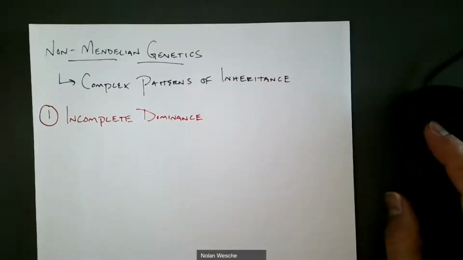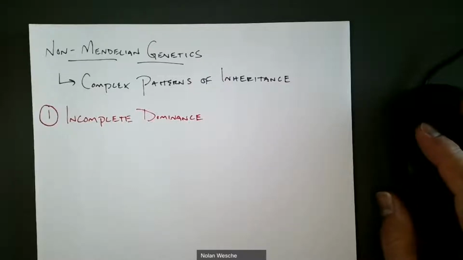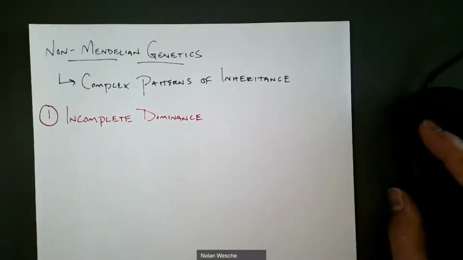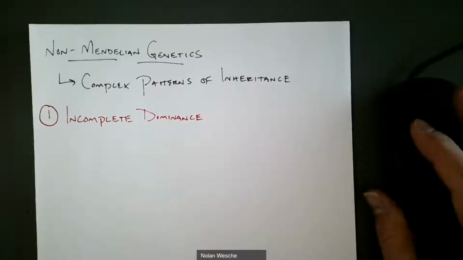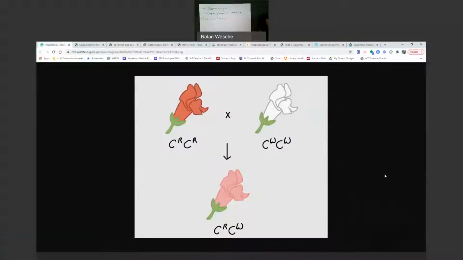Let me go ahead and share my other screen. Look at this example here. What you're looking at are snapdragon flowers. We have a red snapdragon flower and a white snapdragon flower. The red allele is not completely dominant to the white allele. So instead of getting red or white flowers when they breed, like we would have seen with the peas, we get this in-between phenotype, this pink phenotype.